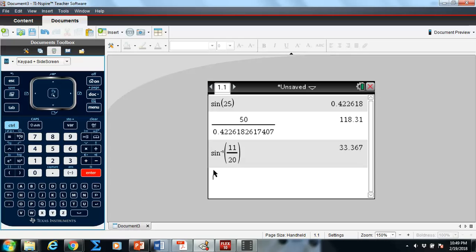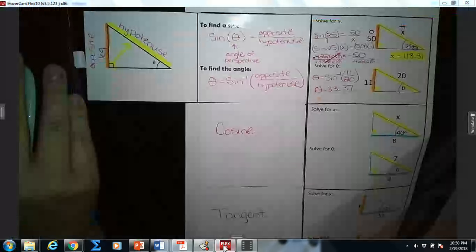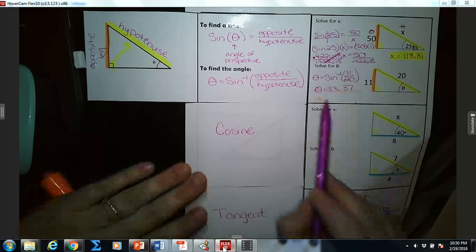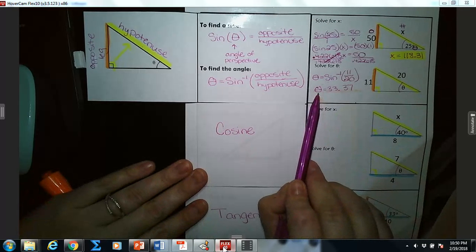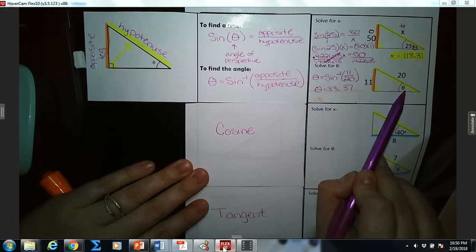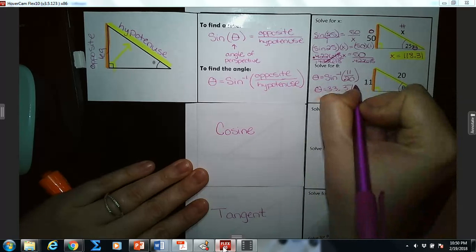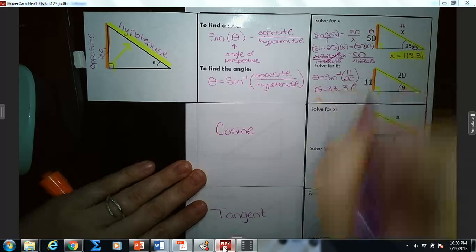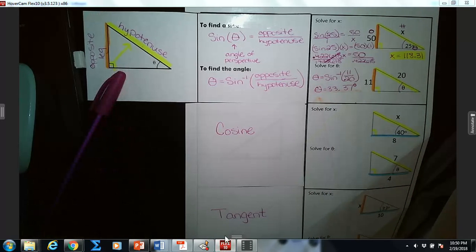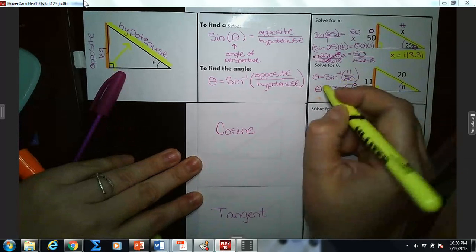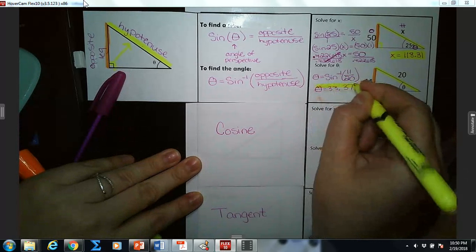And I get 33.367. I'm going to round to the hundredths, which is 33.37. 33.37 when I round to the hundredth. Well, remember, guys, theta represents an angle of perspective, and angles are measured in degrees. So my final answer here is 33.37 degrees.